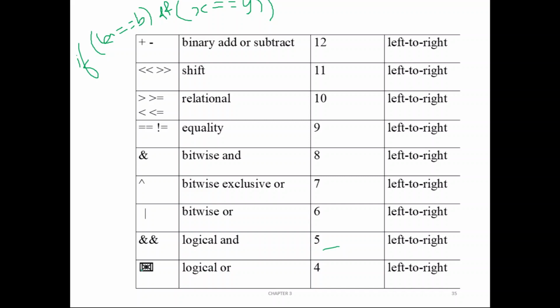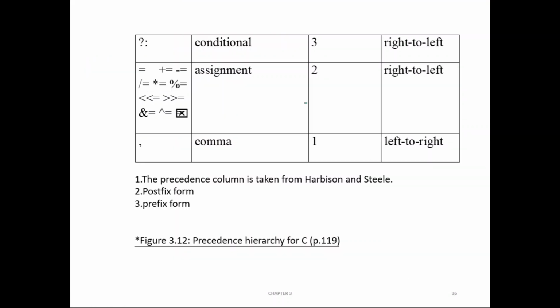Next, logical OR. Actually the symbol is this pipe symbol. It has the next highest priority, and that also executes left to right. And then this is the conditional statement, similar to Java. It has the next highest priority. It executes from right to left, not left to right. And then the assignment operator and the different variations of assignment operator have the next highest priority, and this also executes from right to left.